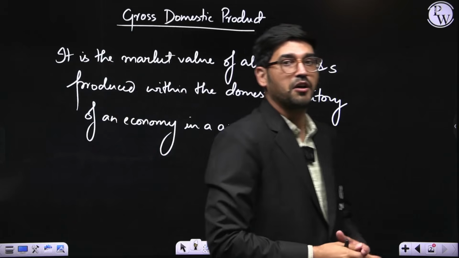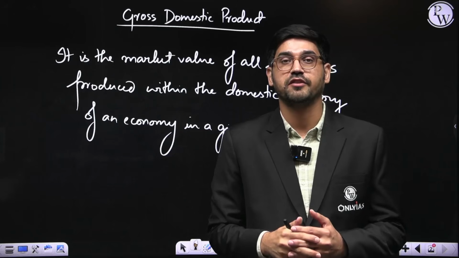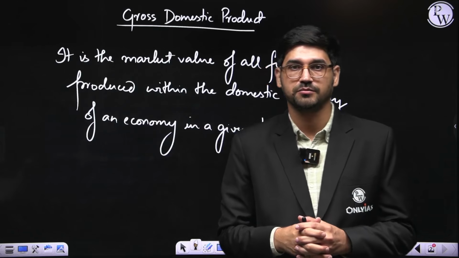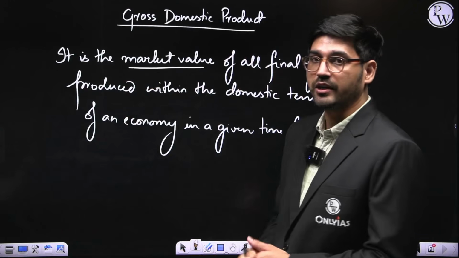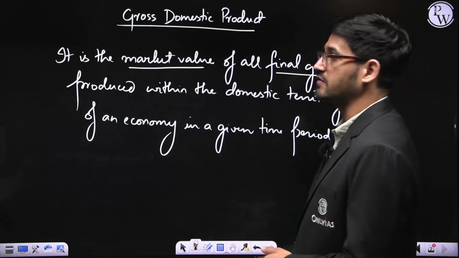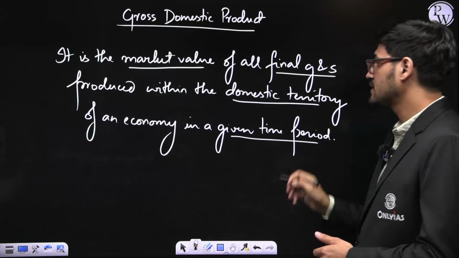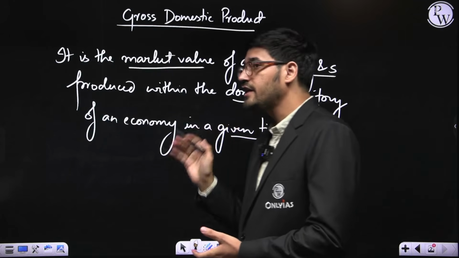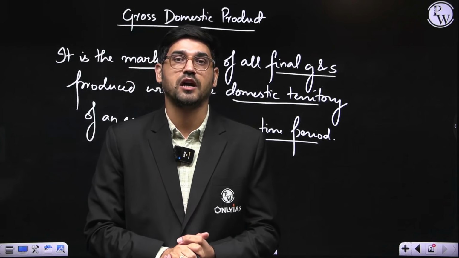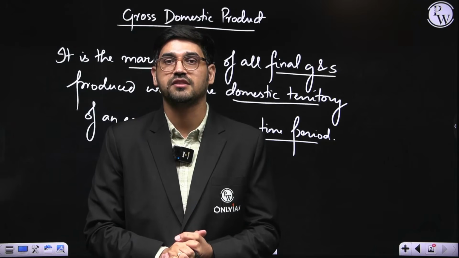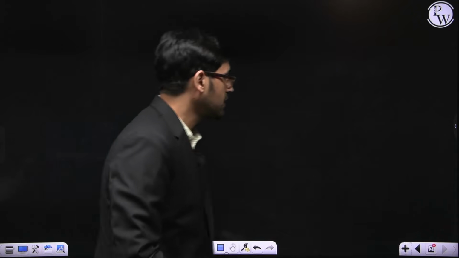The definition may look very simple to read and even understand, but this definition carries so many implications. There are many words here which have to be looked at. The first, market value. Another, final goods and services. Third is the domestic territory, and fourth is a given time period. Each of these words underlined in the definition carry a certain implication which you will have to understand if you want to be good in understanding what gross domestic product means. Let's begin with the first word, which is market value.